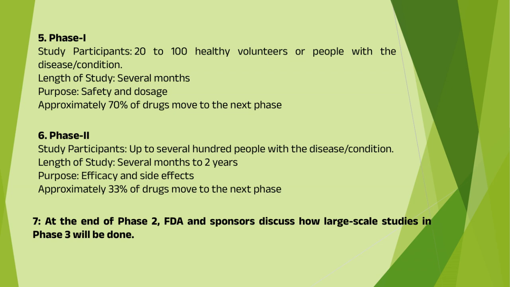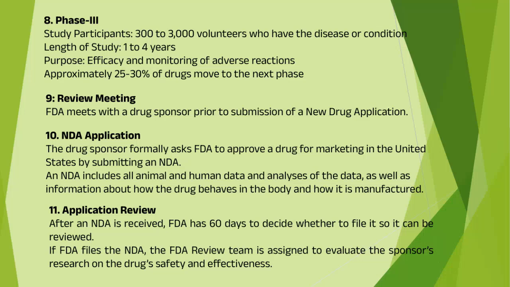Stage 7. At the end of Phase 2, FDA and sponsors discuss how large-scale studies in Phase 3 will be done. Stage 8. Phase 3 study participants, 300 to 3,000 volunteers who have the disease or condition. Length of study, 1 to 4 years. Purpose, efficacy and monitoring of adverse reactions. Approximately 25 to 30% of drugs move to the next phase. Stage 9. Review meeting. FDA meets with a drug sponsor prior to submission of a new drug application.